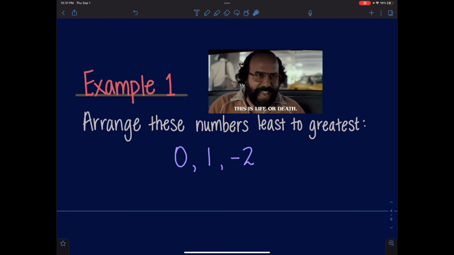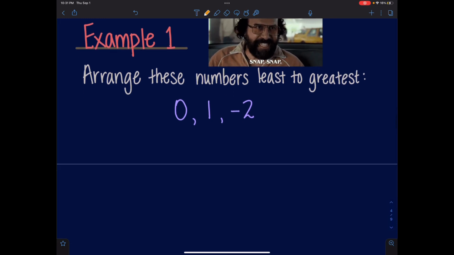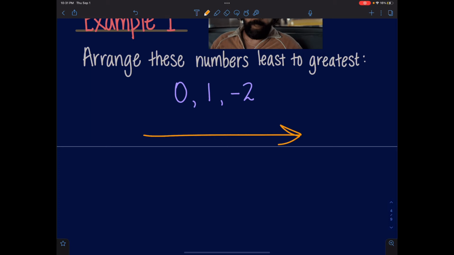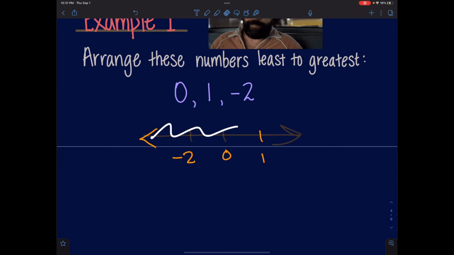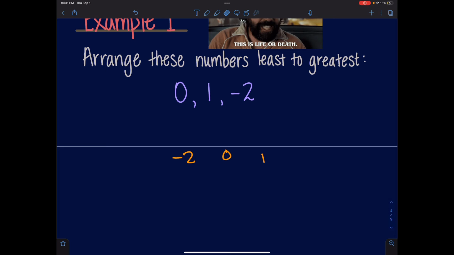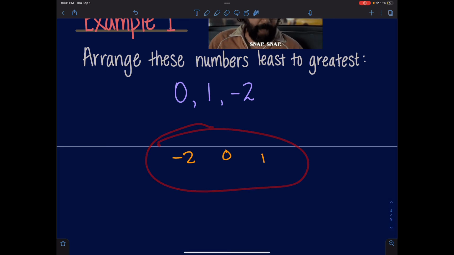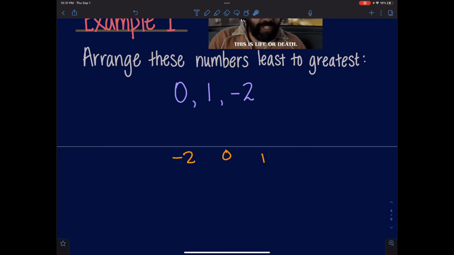So to arrange the numbers in order, you're going to put them in the order that you would see them on a number line. And if you draw a number line, obviously, you're going to start with -2 and then 0 and then 1. So that's the order that you would do it. Okay, so this is the answer. Bam. Maybe I'll put some commas in between, but there you go.